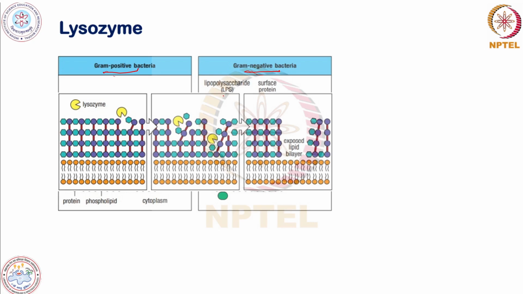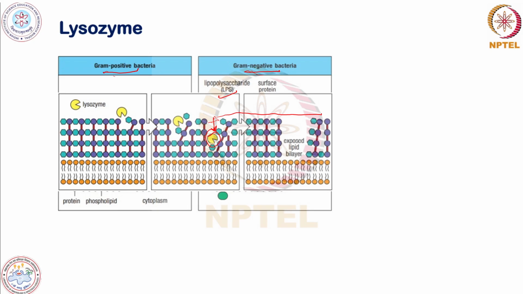Like in gram-negative bacteria, the LPS layer is present, that is the lipopolysaccharide layer. This LPS layer will block lysozyme from reaching the peptidoglycan layer. This makes the lysozyme action more resistant. And if this membrane is damaged, then this lysozyme will enter inside, so it can degrade the peptidoglycan layer of this pathogen.